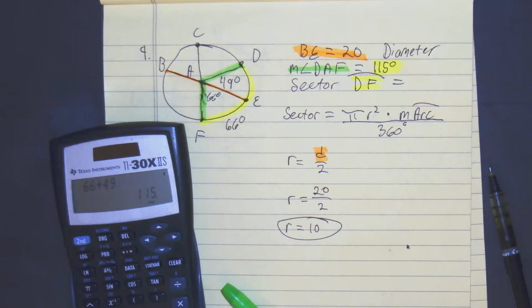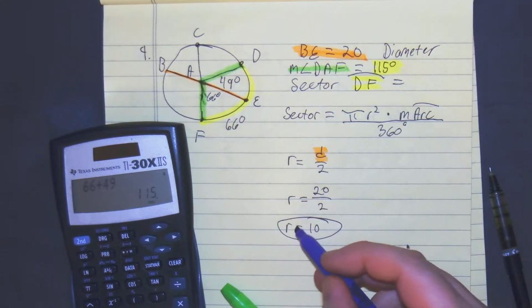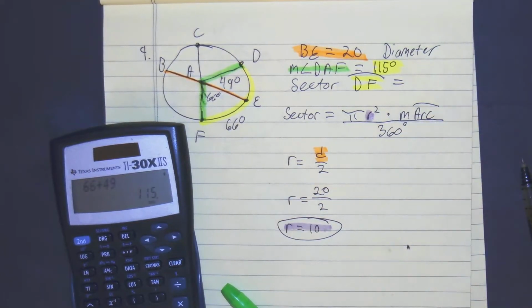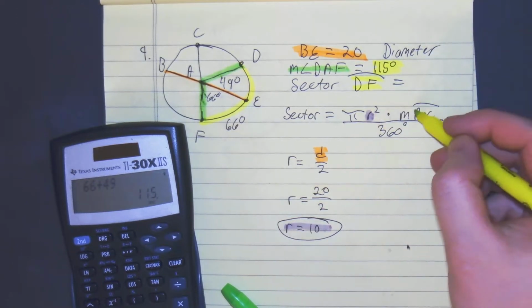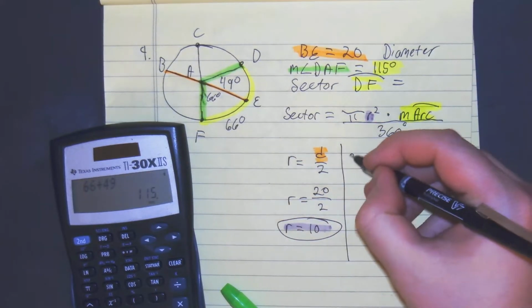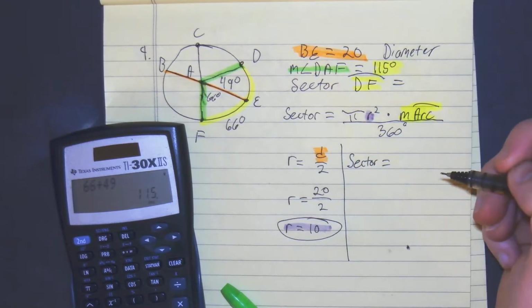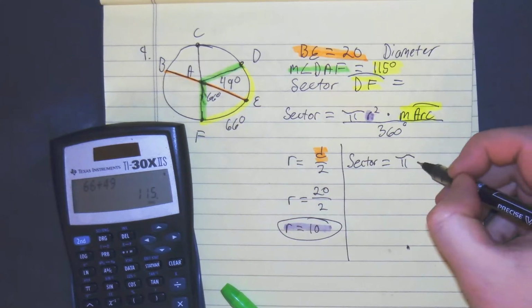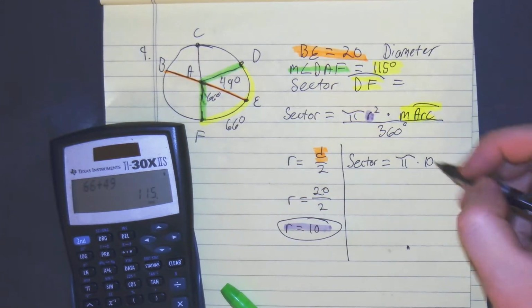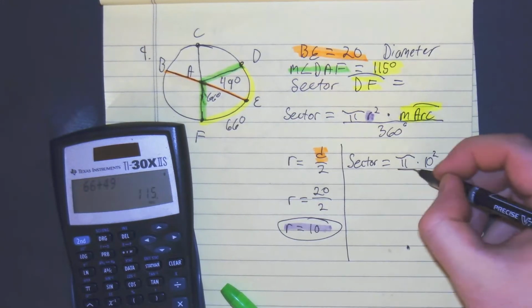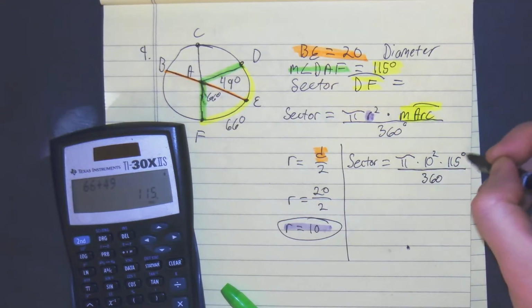So we're going to plug this radius into here. And then we're going to plug in this arc measure right here. There's nothing else you have to do. You just plug everything in as is. So we get a sector is equal to pi, use 3.14159 for it, times 10. It's just units, so we're just going to square it, times 115 degrees divided by 360.